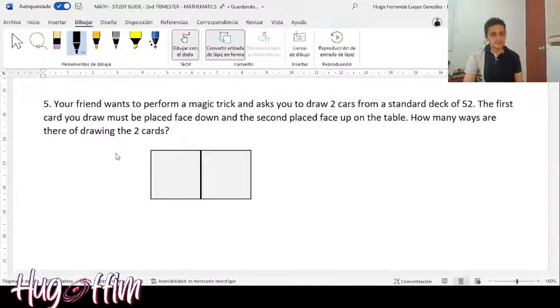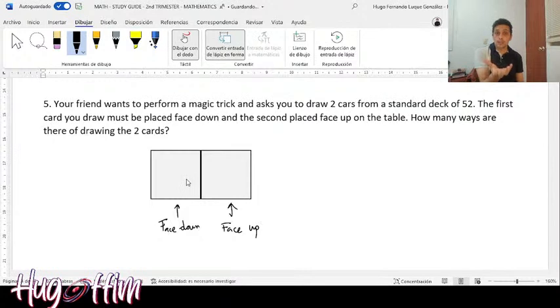Done. This box will represent the cards that are face down. And here, the cards that are face up. Okay, and it says that the first card you draw must be placed face down, so it will be this one, and the second placed face up on the table. So what I'm going to do is to identify how many options I have for each one. If you have a deck of 52 cards and you're going to take 1 card, the card you got is one of these 52 cards, so you're going to have 52 options.